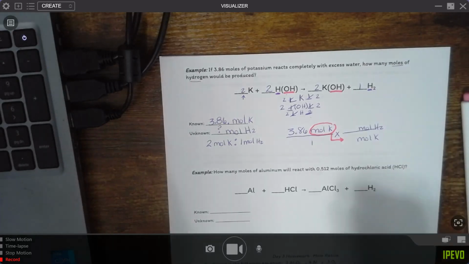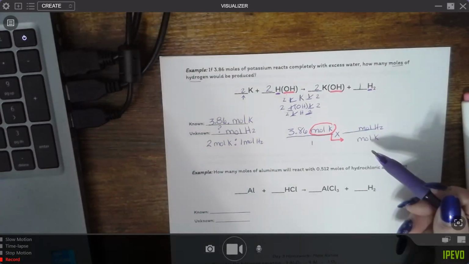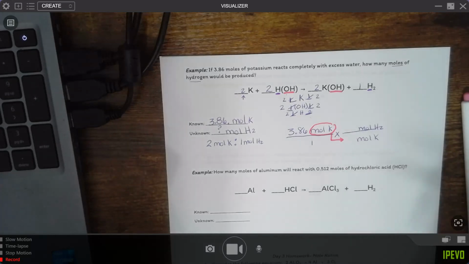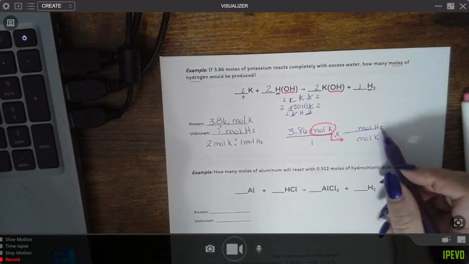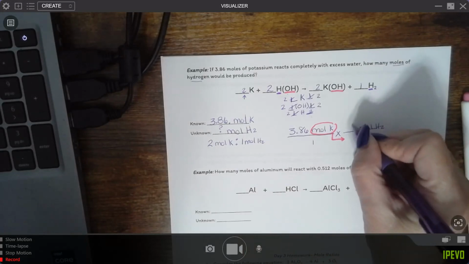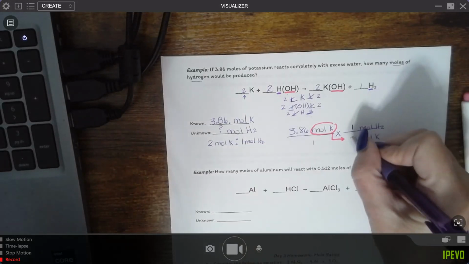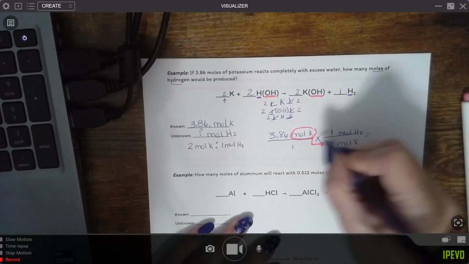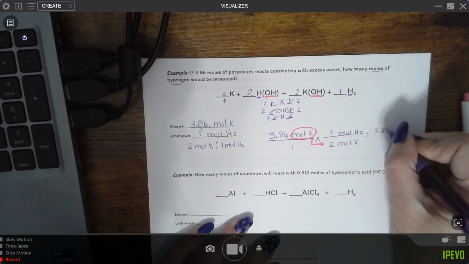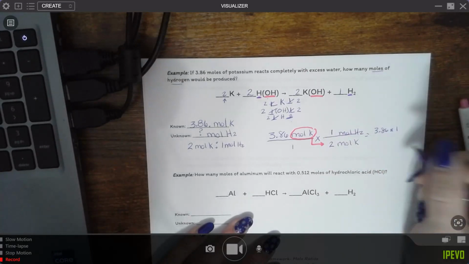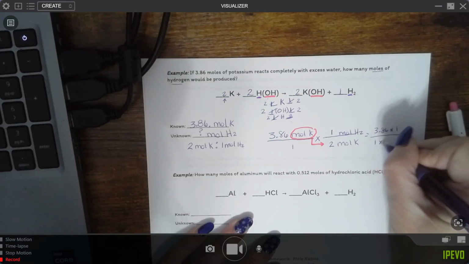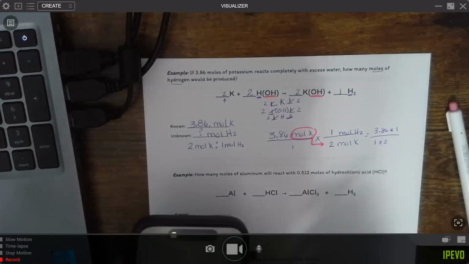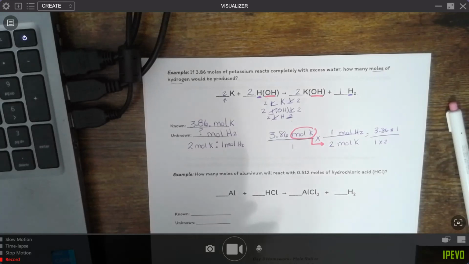Now, when you have moles over moles, that should give you a sign that you're talking about the mole ratio. So what you're going to do, it would be 1 mole of H2 and 2 moles of potassium. All right, so if we do the math, we're going to take 3.86 times 1 over 1 times 2. So let's see if I plug this into my calculator. So basically I'm doing 3.86 divided by 2.